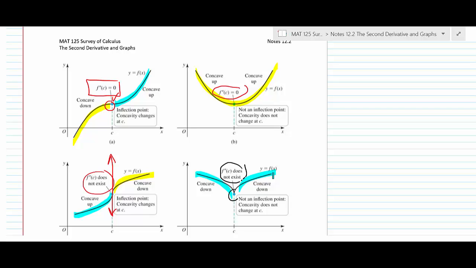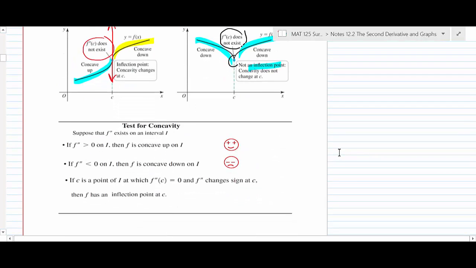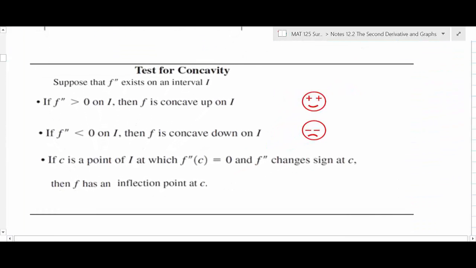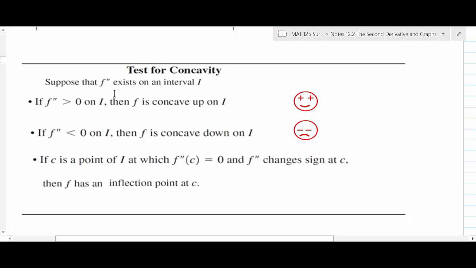That's what's happening. So that's concave down the whole way like that. So the concavity did not change, so there's not an inflection point. Okay, here's your test for concavity. You can use the smiley and frowny face to help you remember this.